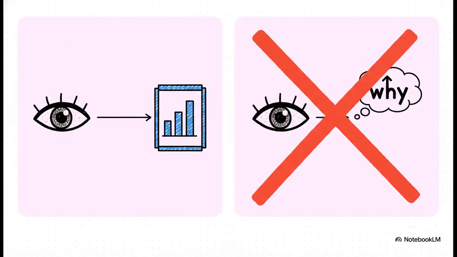Rule number 1, absolutely no speculation. Your job is to be a reporter, not a commentator. You only describe what is in the chart. So even if you are 100% sure you know why the numbers dropped, you cannot say it. If it's not in the data, it cannot be in your report, period.